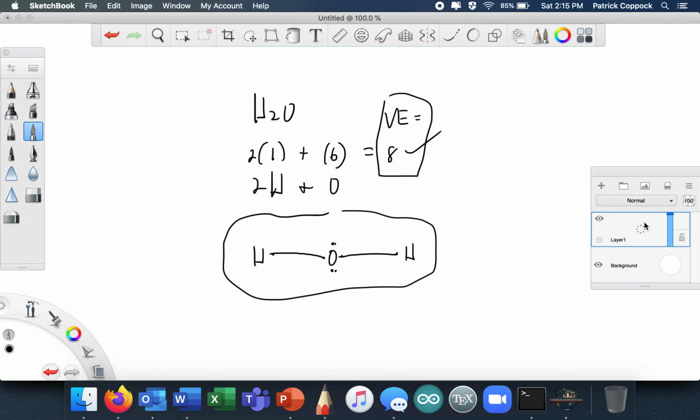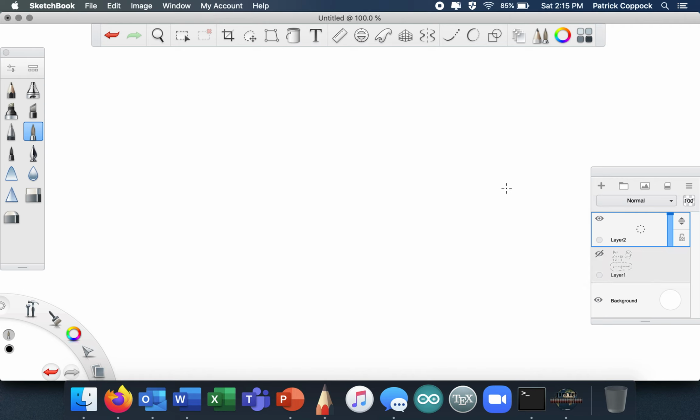So let's do another example. It's going to be a little bit harder, let's say CO2, carbon dioxide. Okay? We're going to put the least electronegative element in the middle, right? Carbon. So this is in group 6, this is in group 6, and this is in group 4. So if we add all those up, it looks like we're going to have 16 electrons.